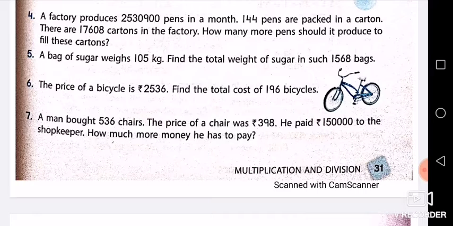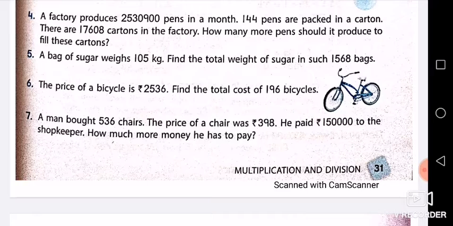So here we are going to use two operations. First is the concept of one and many. Read the second line: 144 pens are packed in a carton, and there are 17,608 cartons in the factory. If you start with 144 pens, you will find the concept of one and many. So first of all you have to find the total pens which are required to fill the cartons.